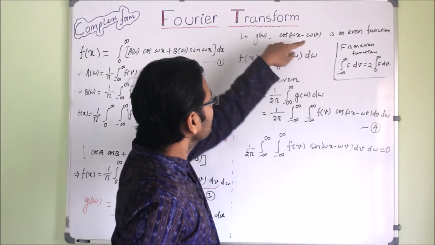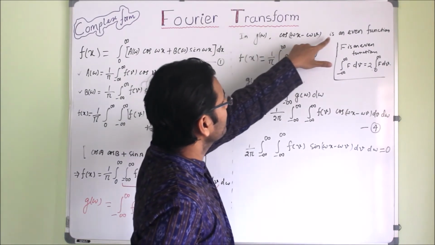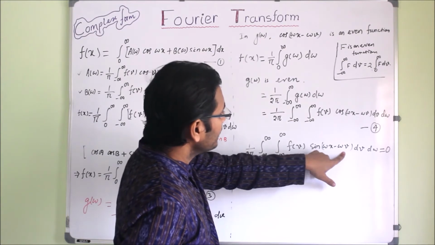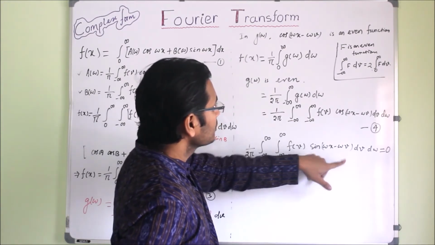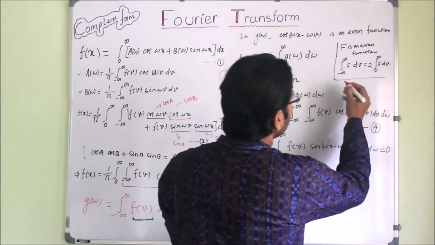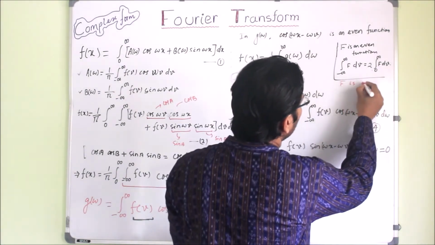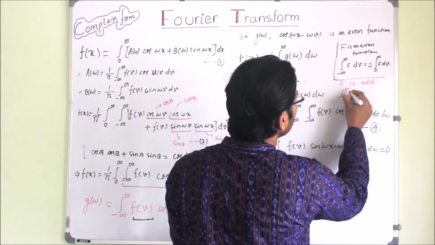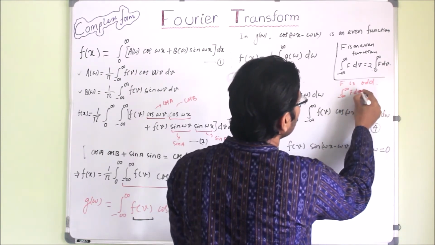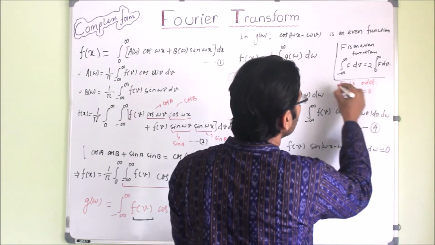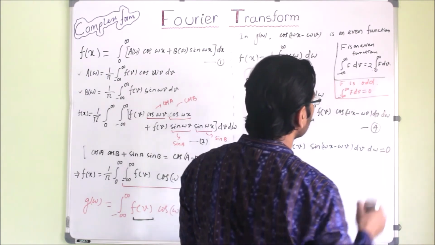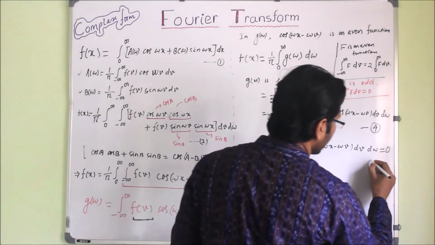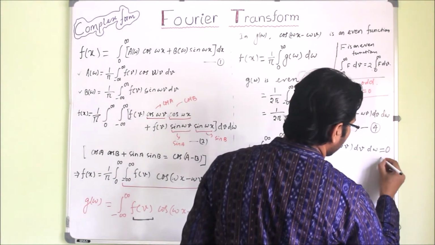Because as we see here, cos wx is an even function, but sin(wx minus wv) will be an odd function. So we know that if f is odd, then what will happen? The integral from minus infinity to infinity of f dv will be 0. So this formula we have to apply, and if we apply this formula, we will get equation 5.